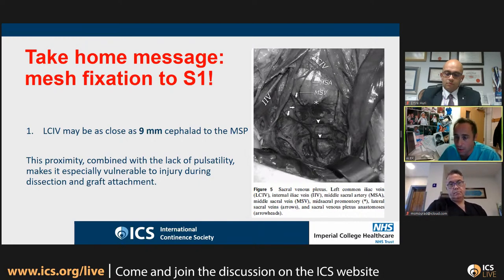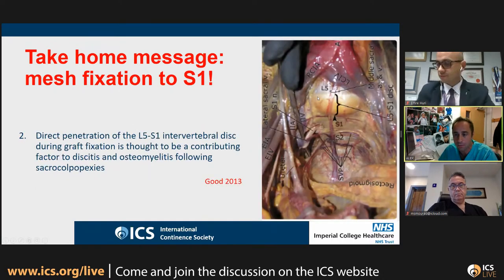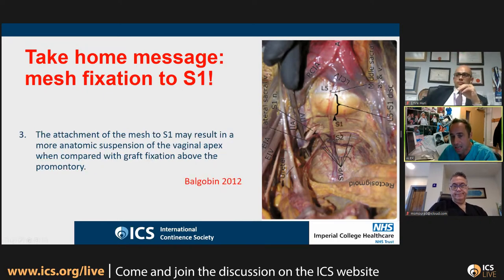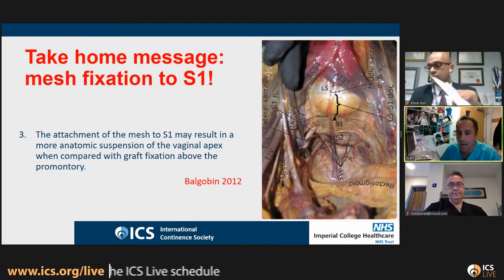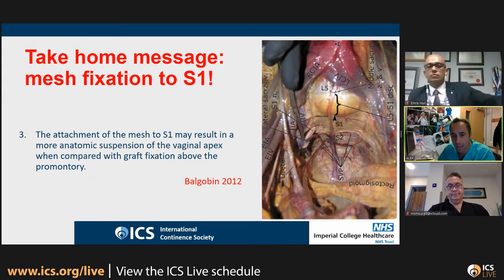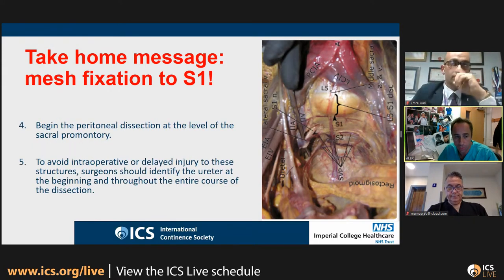That's the reason why I try to move a bit away from the mid-sacral promontory and attach to the first sacral vertebra. By attaching to the sacral vertebra, we reduce the risk of osteomyelitis. And if we attach on S1, we also provide, in my opinion, better access to the vagina and the uterus. Some authors say that probably we should start the section of the peritoneum at the level of the sacral promontory and move downwards.